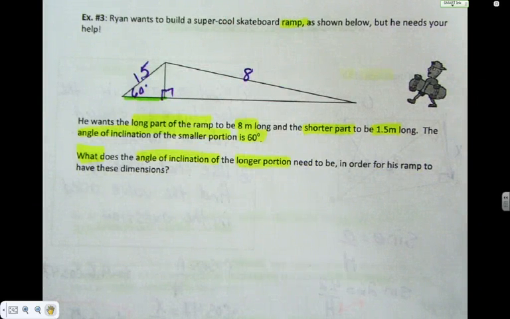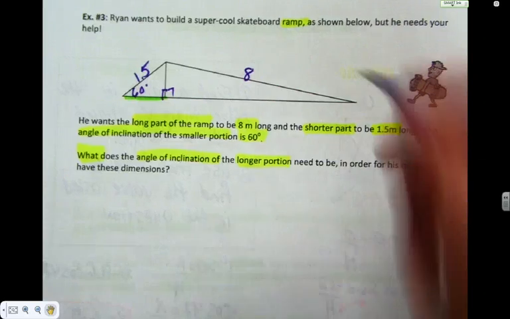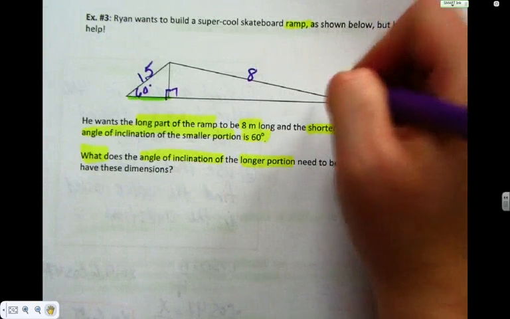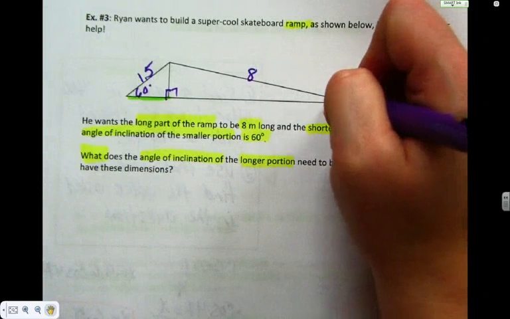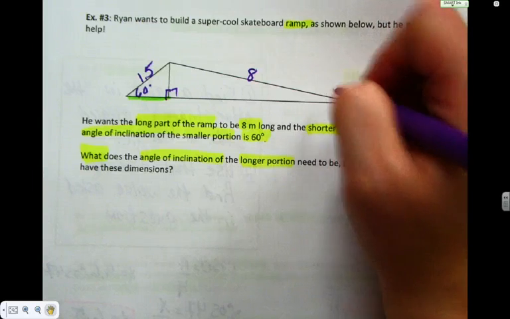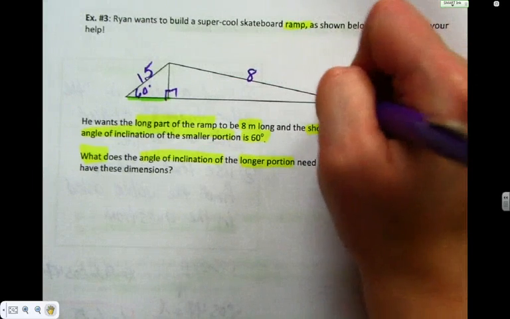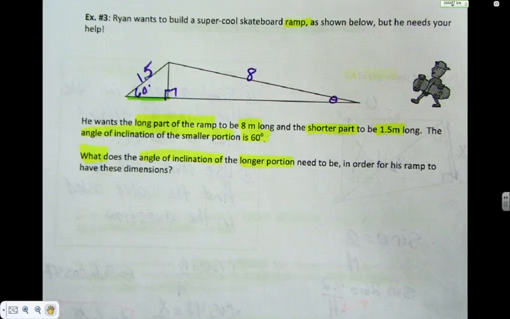Okay, let's put an x somewhere or a variable of some sort. What are we looking for? Angle of inclination of the bigger. Because it's an angle, what generally should we use for a variable? We don't usually use x because we like the Greeks, right? They made feta cheese. That's exciting.